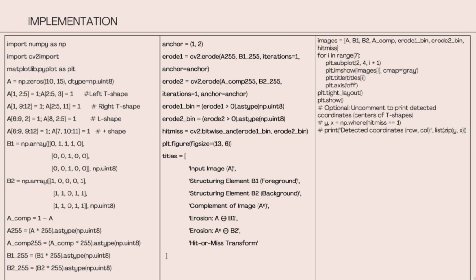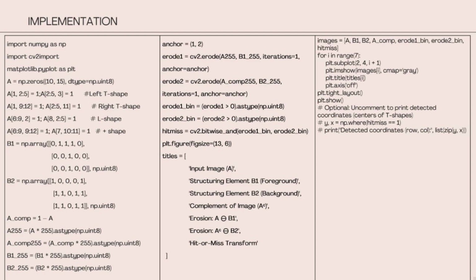Before applying the operations, we convert all images to the 0 to 255 range, since OpenCV's erosion function works with those values. Then we perform two erosions. The first one, A circled minus B1, checks where the T shape matches in the main image. The second one, A circled minus B2, checks where the background matches in the complemented image. Erosion basically slides the structuring element over the image and finds where it fits perfectly.